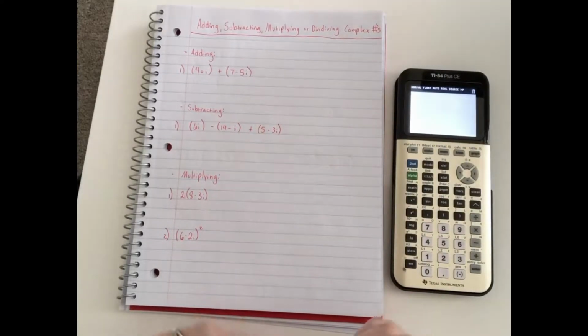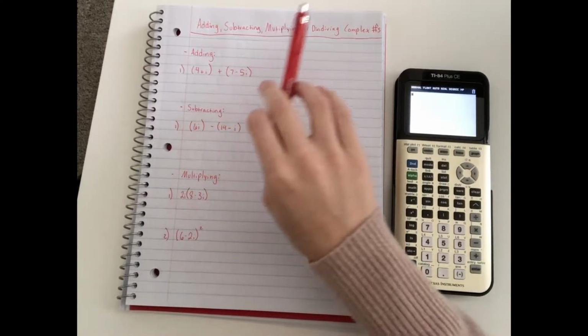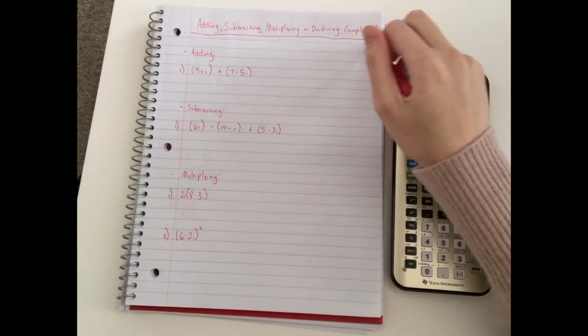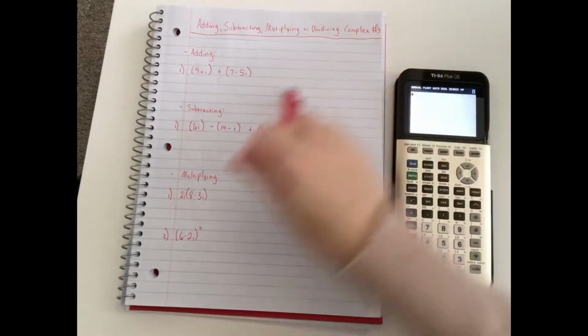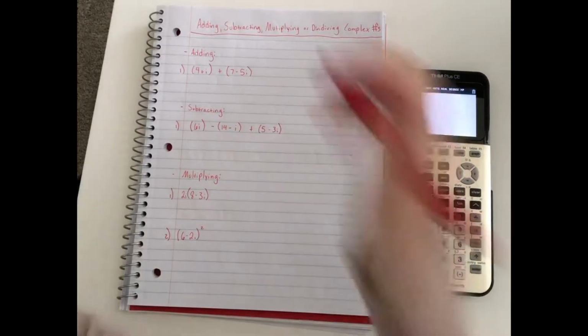Hey guys, in this video we're going to be looking at some examples on how to add, subtract, multiply, and divide complex numbers. So what a complex number is, is any equation that has an i thrown in. Okay, so let's look at the adding one.